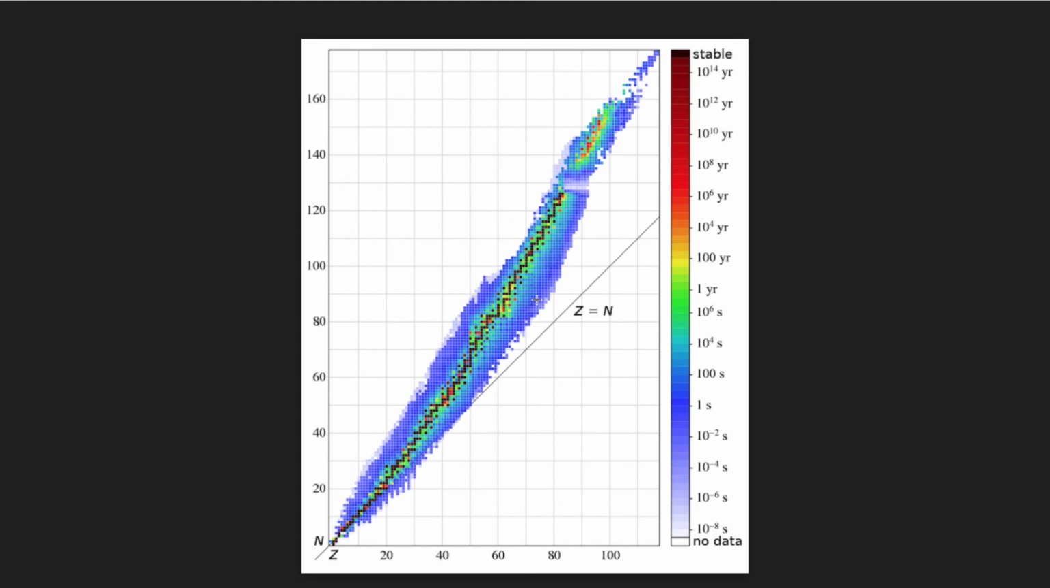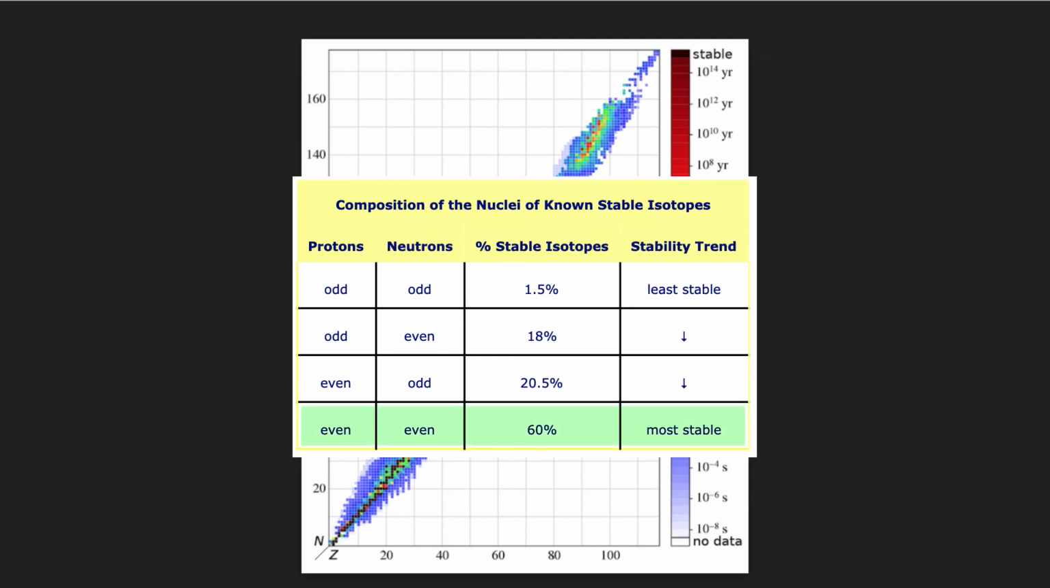And now back to those odd numbers of nucleons I just mentioned. It turns out that if you keep track of the number of stable isotopes you find and tally them by how many protons and neutrons they have, you discover that even numbers of each are particularly likely to be stable. In fact, about 60% of the Earth's stable isotopes are ones that have even numbers of both protons and neutrons.